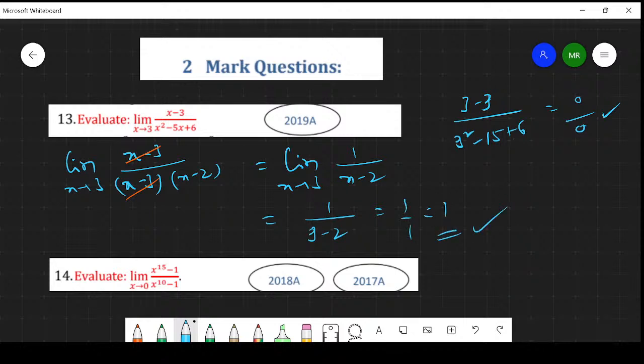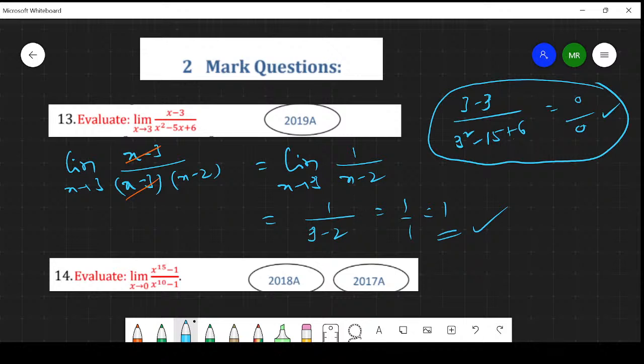Answer is 1. Whenever you substitute the limit, if it comes in 0 by 0 form, then find the factors of numerator and denominator. Then eliminate the common factors. After that, replace x with 3. Substitute the limit. Then it gives the required answer.